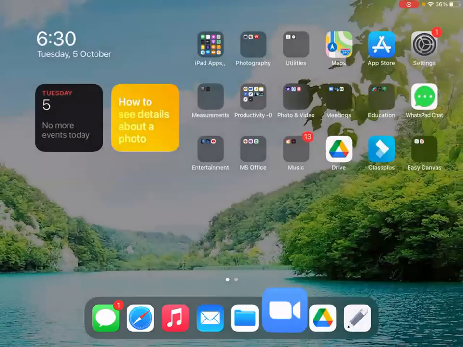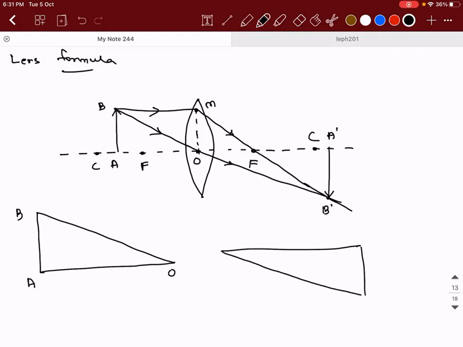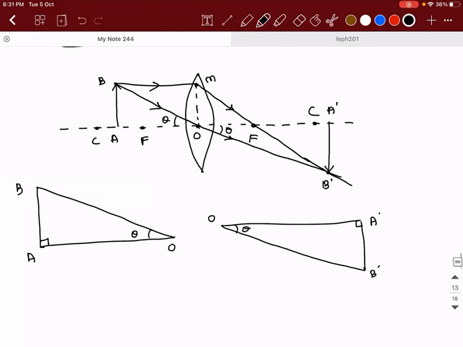So listen to this. If I take the right angle triangle BAO and the triangle B dash A dash O, one thing I can conclude is if this angle is theta, this angle is also theta, because they are vertically opposite angles. This is 90, this is also 90. So they both are going to be similar according to the AA criteria. And we know that this distance is U, this distance is V, and this distance is the focal length.